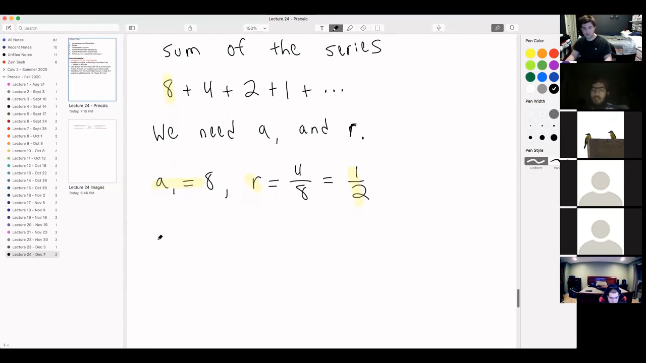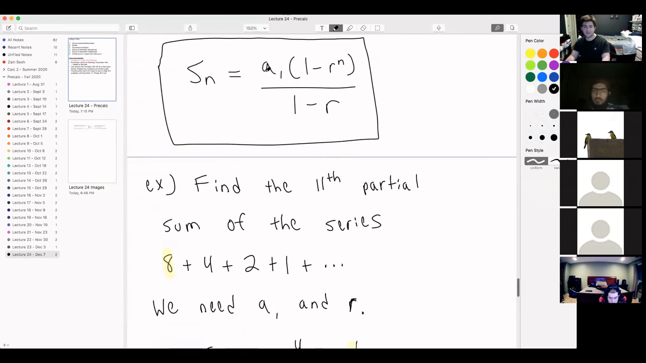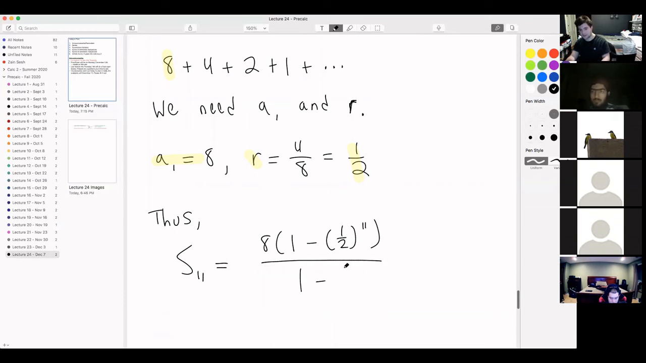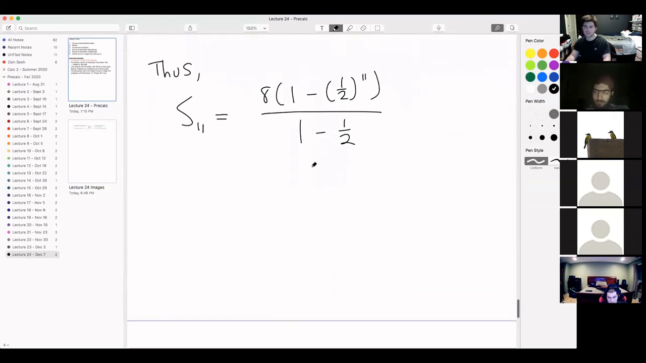All right, good. So thus, S sub 11, the 11th partial sum. The formula is a1 times 1 minus r to the n over 1 minus r. So it's going to be a1, which is 8, times 1 minus the ratio, which is 1/2, to the 11th power, divided by 1 minus the ratio, 1 minus 1/2. Very cool. And now you can just simplify this. So you'll see that this is 8 times 1 minus 1 over 2 to the 11th power, that's actually 1 over 2048. And if you simplify the 1 minus 1/2 down here, that's just 1/2 itself.